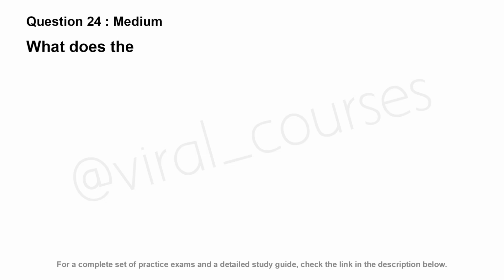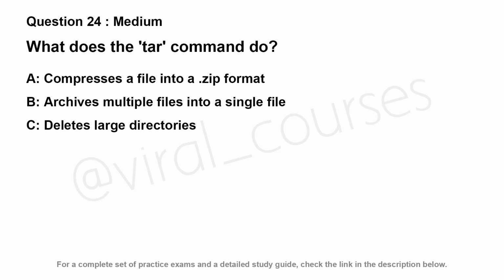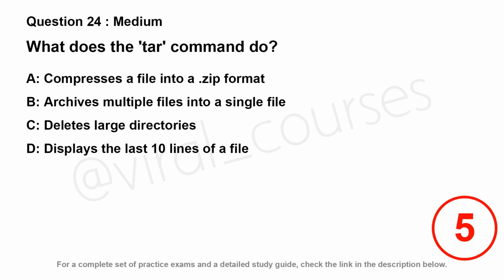What does the tar command do? Option A, compresses a file into a .zip format. Option B, archives multiple files into a single file. Option C, deletes large directories. Option D, displays the last 10 lines of a file.